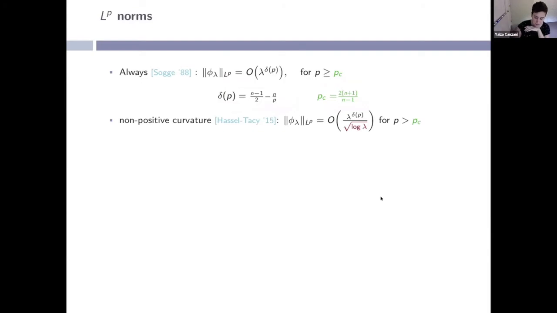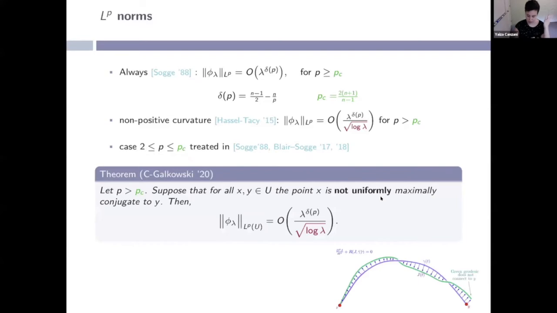Now, if you are below the critical exponent, there are results. You have Sogge bounds that work when p is between 2 and the critical exponent. And you also have quantitative improvements of logarithmic type on these bounds. But I don't want to get into that because our techniques cannot deal with these cases, at least not yet. What we can prove is the following.